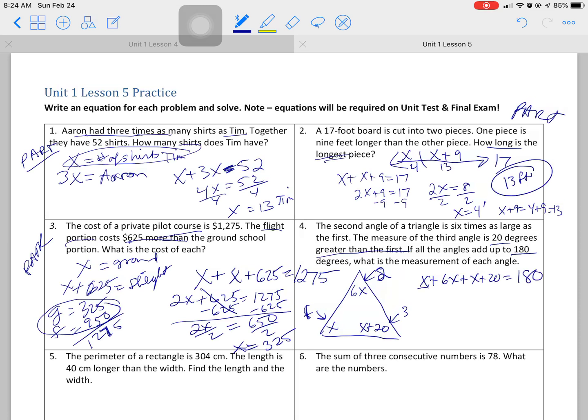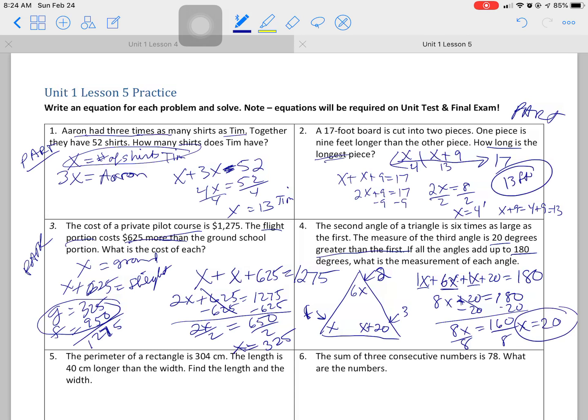So this would be, let's see, these are all the x terms. So, not 3. Whoa. Okay, 3x terms, but this is 1 plus 6 plus 1 is 8x plus 20 is 180. Move the 20. 8x equals 160, divided by 8. X equals 20.